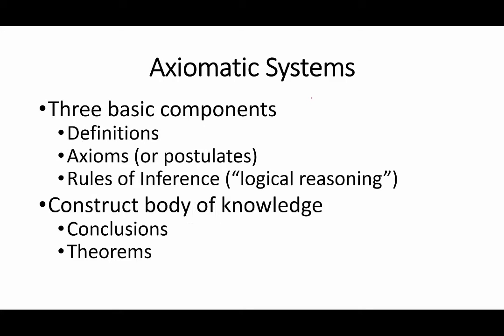axiomatic systems have three components: definitions, axioms, and rules of inference. And with those three things, we construct a body of knowledge by deriving conclusions that we call theorems.